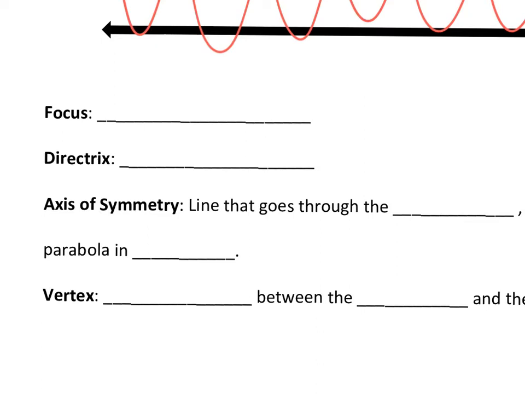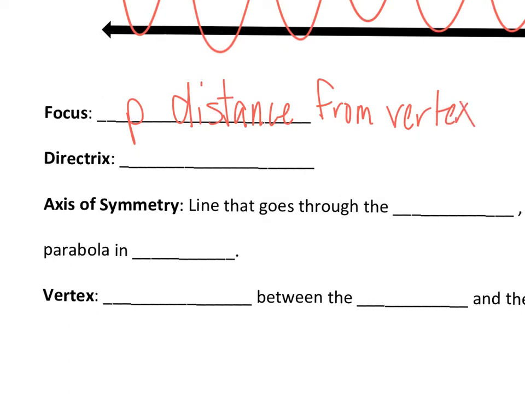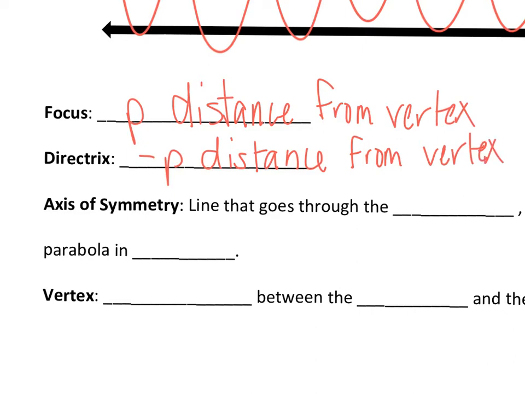Your focus is p distance from the vertex. Okay, p distance, that's going to make more sense, like I said, when we get to it. P is just a number, and so whatever p is, it's that distance from the vertex. The directrix is negative p distance from the vertex. So it's the same, just in the opposite direction. And we'll show you what that means here in a second.